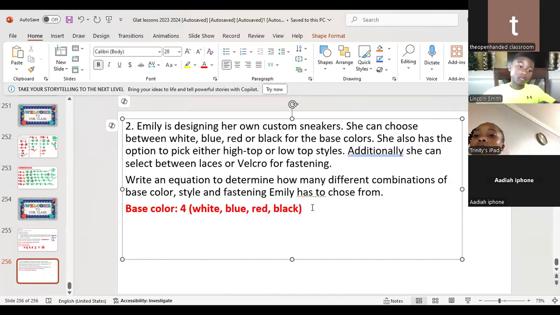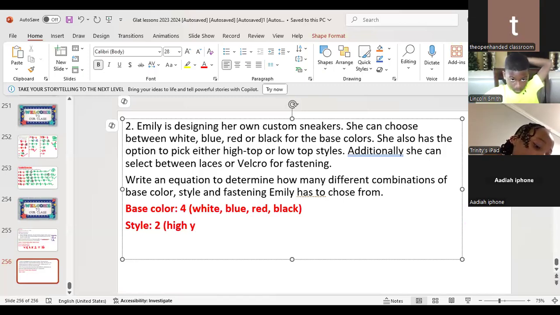Then we have... Excuse me, Mr. Petit, I got my answer as well. What did you get? 16. 16 too? Okay, now we have to choose the style. What is the style that we could choose? High top or low top? Write this down, please.